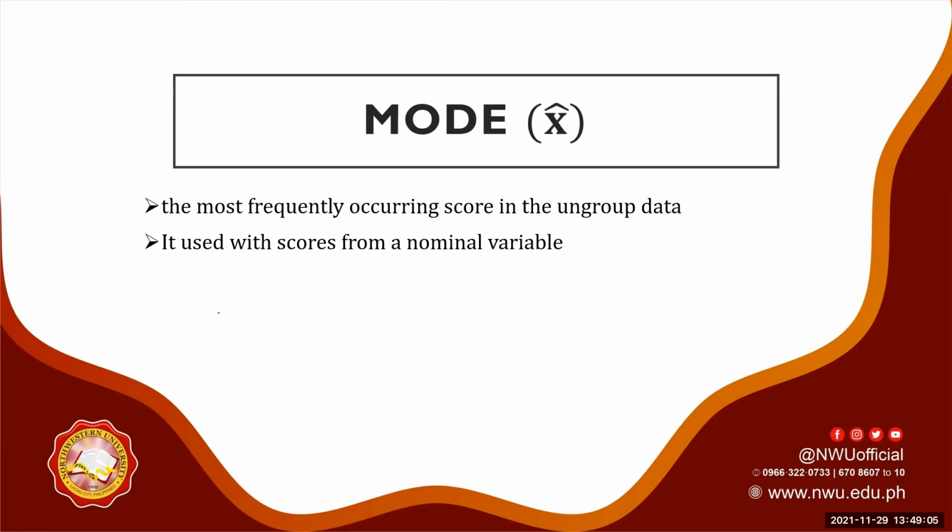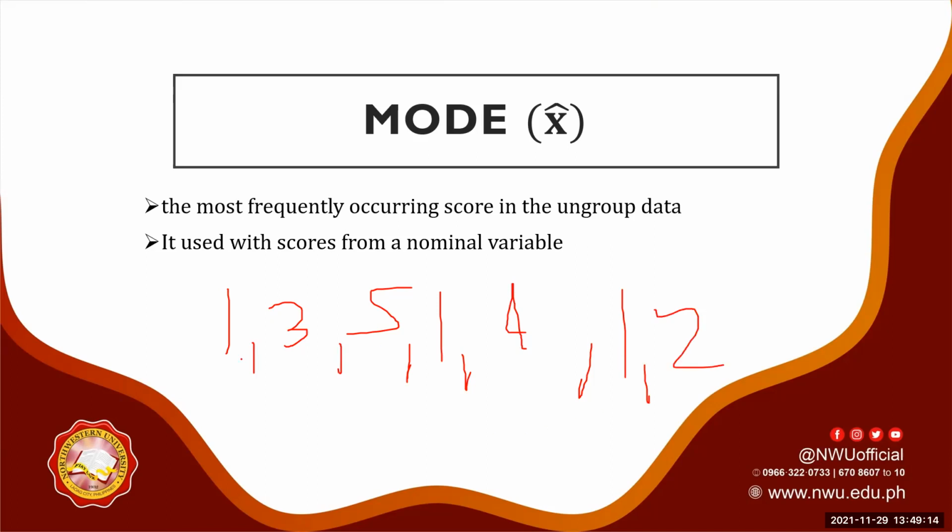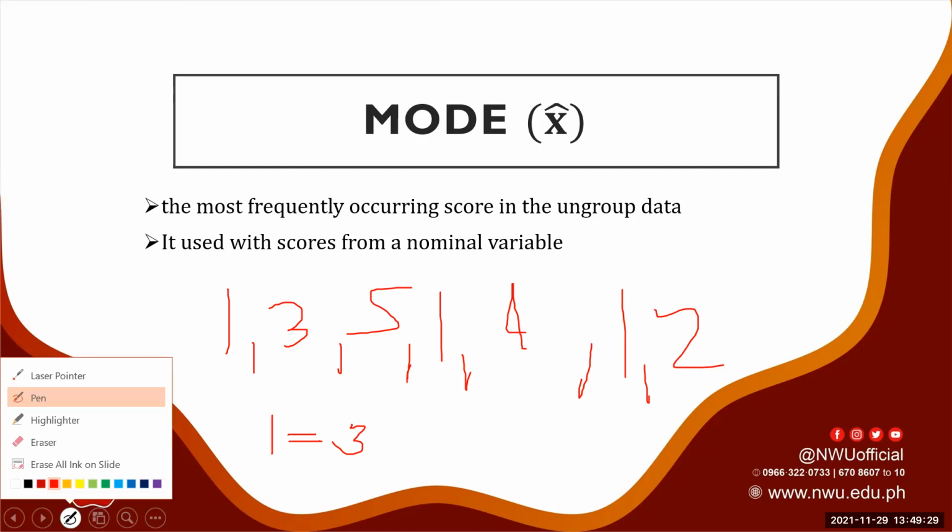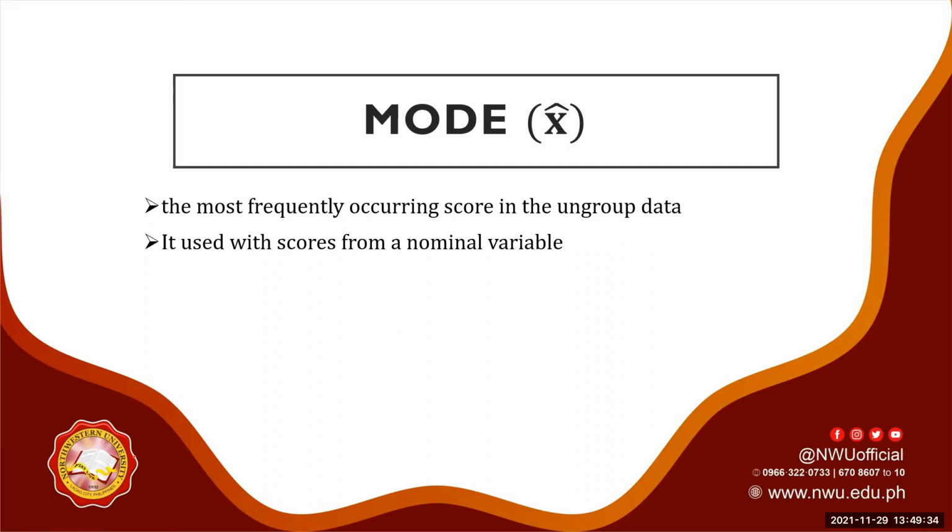Like for example, meron kang data na 1, 3, 5, 1, 4, 1, 2. Here, as you can see, yan ang nauulit-ulit or ang bilang ng 1 dito ay 3. Ang bilang ng 3, 5, 4, and 2 ay tag-iisa lamang. That means that ang mode ng data na to is just 1 kasi yan yung may pinakamaraming values. Okay? So that's our mode.